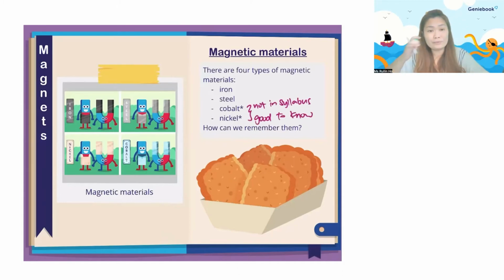Okay, so how do we actually remember the 4 magnetic materials? If you notice over here, what does this thing look like?